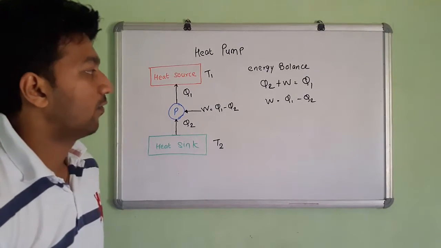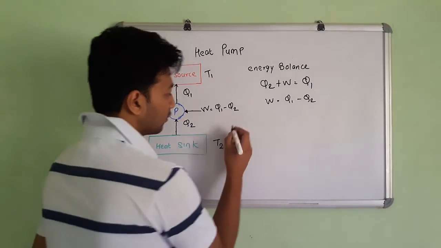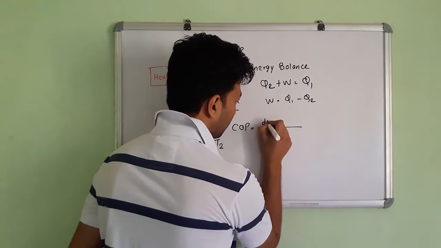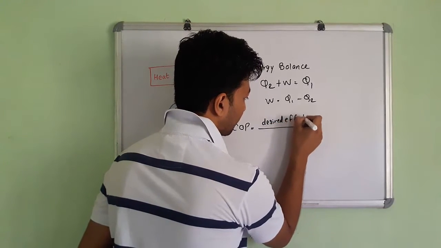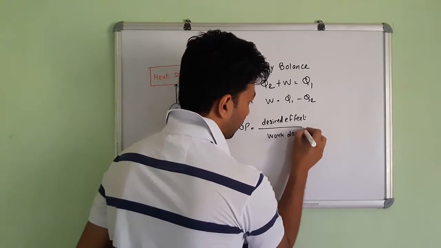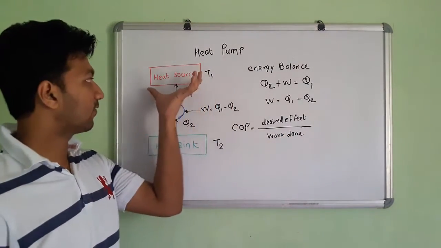Now we find the COP for the heat pump. So COP will be desired effect upon work done. In the heat pump, the desired effect will be the source heating.